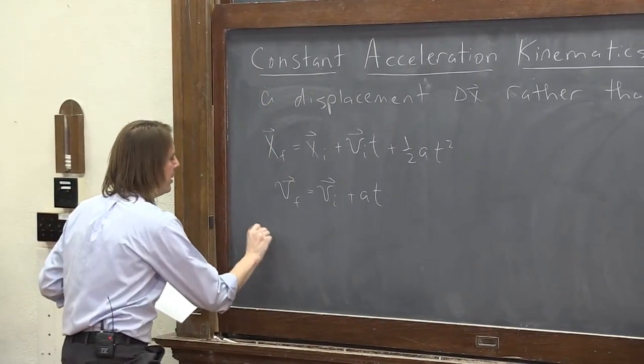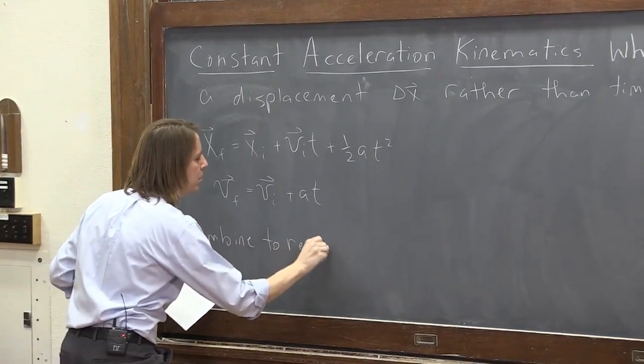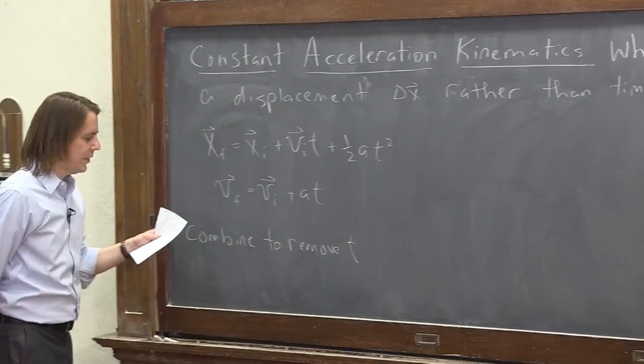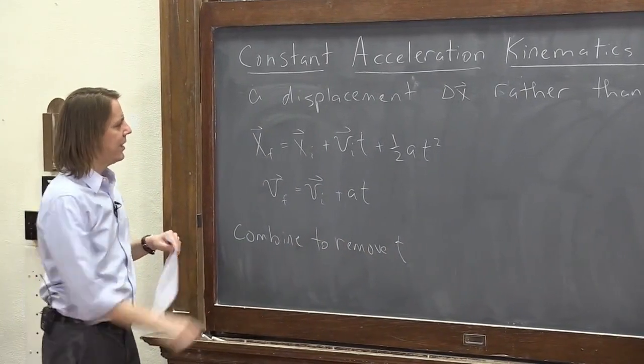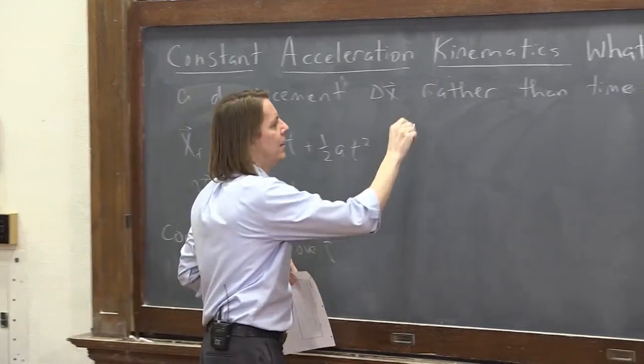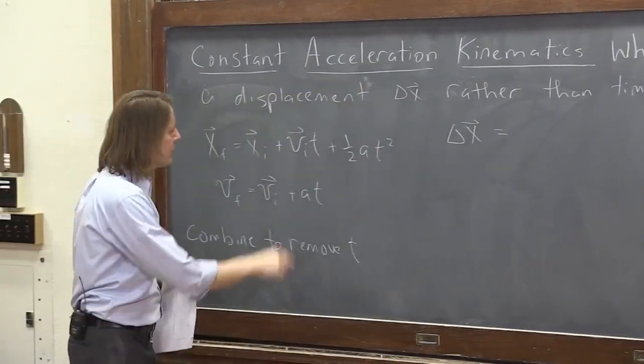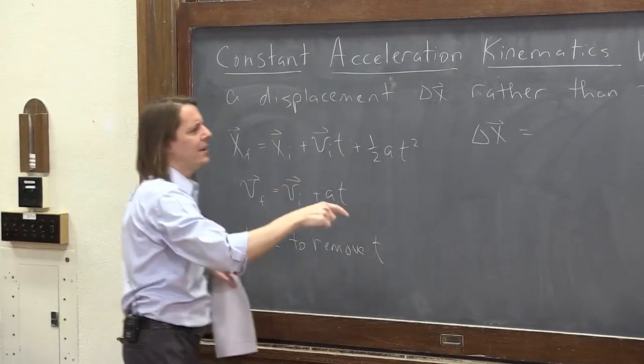Let's combine them to remove the time t. Okay, so what we're going to do is solve this for delta x. Let's see, so we'll go back to writing it as the displacement. And then we have here vi times t.